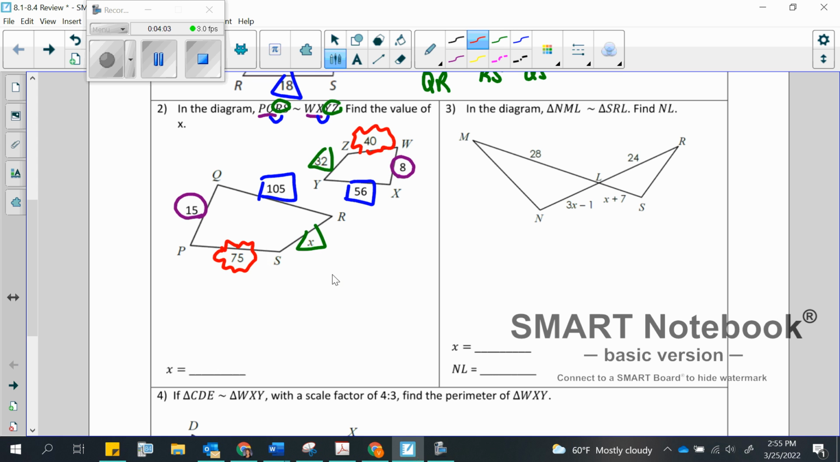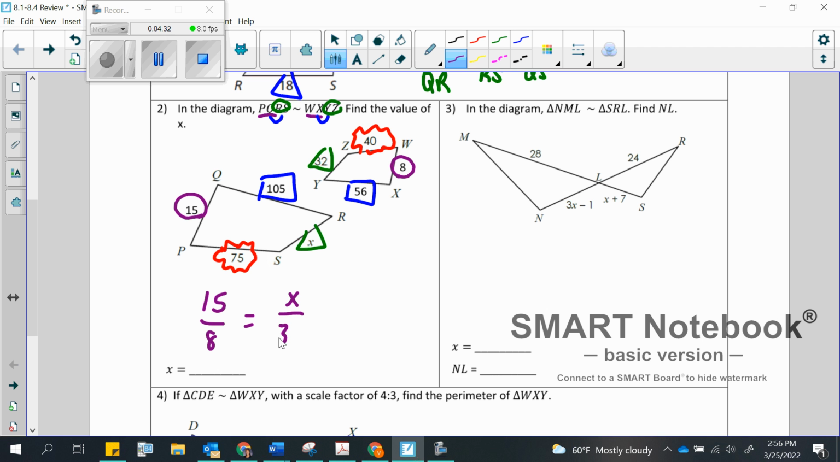Okay, so it says find the value of X. So we are going to create a proportion. One fraction equals another fraction, and we are going to solve this proportion. So it doesn't matter which two corresponding sides you pick to set up your proportion, just like finding the scale factor. So I'm just going to do 15 over 8, the first two that I found. So if I'm going from this figure, PQRS, to this one, I need to go in the same order. So 15 over 8 is equal to X over 32.